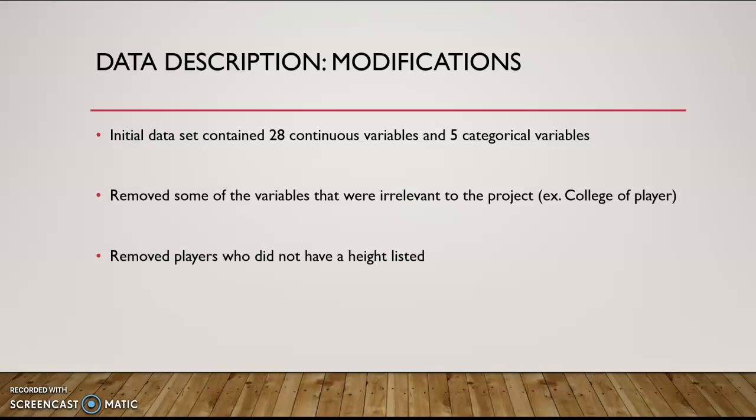I also removed variables that had too much overlap. So, for example, I kept points, but I got rid of field goals because in order to score more points, you have to score more field goals. So it would have just been overlap and it could have potentially been too confusing and do something to the data. So I just got rid of it. And for whatever reason, some of the players didn't have a height listed. So I got rid of them as well. That brought down the sample size from 490 players to about 420.